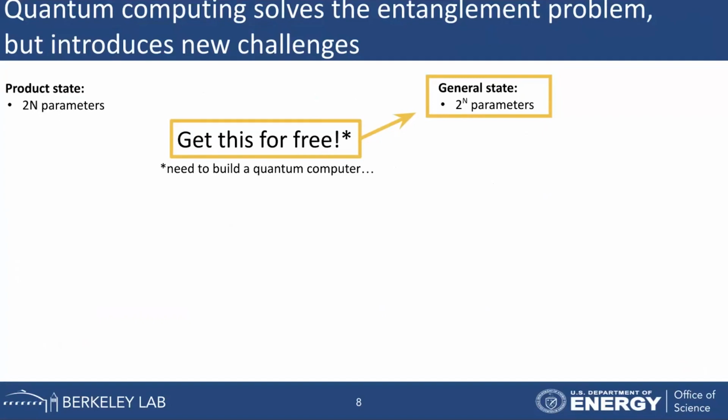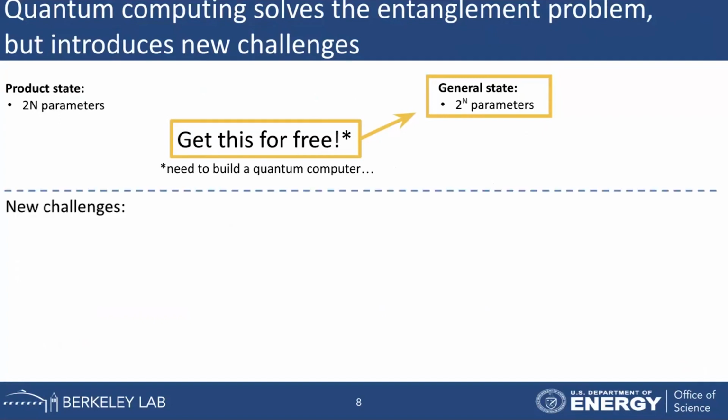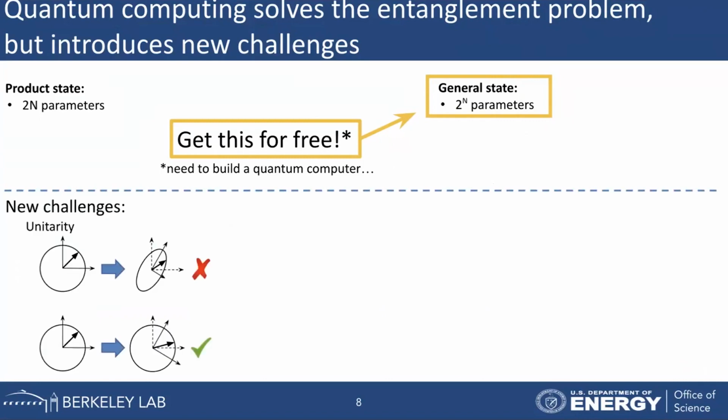Okay, but that's not the only cost. There are additional challenges that come up. So one challenge is what we call unitarity: if you want to make transformations on your states, you can do things that are like rotations, but you can't do things that are like squishing your states.